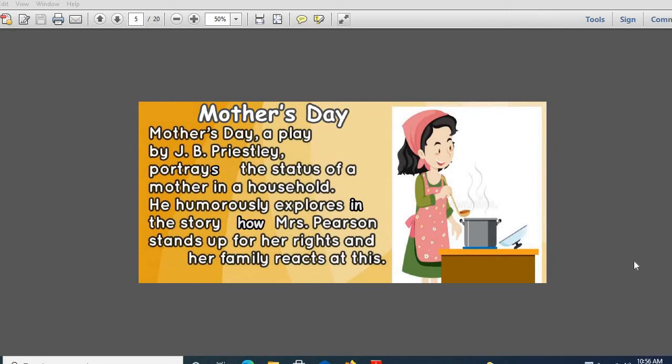I will be dealing with Mother's Day. As you can see, it is written Mother's Day at the very top. Now basically, as I told you all yesterday, this play is written in a very humorous manner. It is written in a very comical manner, and of course it portrays the status of a mother in a household.